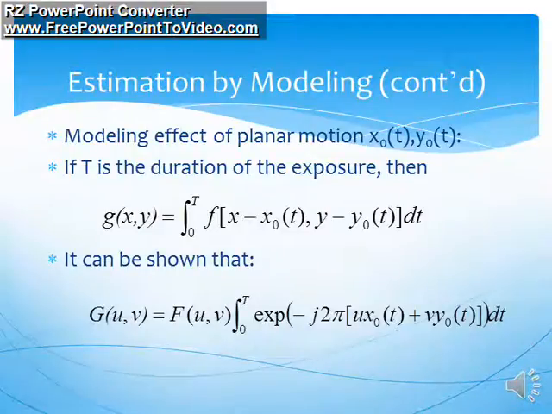So here estimation by modeling has been continued. The effect of planar motions x0(t), y0(t) has been given. If T is the duration of the exposure, then g(x,y) is equal to the integration from 0 to T of f(x minus x0(t), y minus y0(t)) dt, and it can be shown that G(u,v) is equal to F(u,v) times the integration from 0 to T of exponential of minus j2 pi (u x0(t) plus v y0(t)) dt.